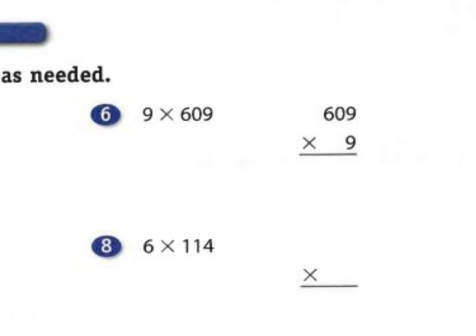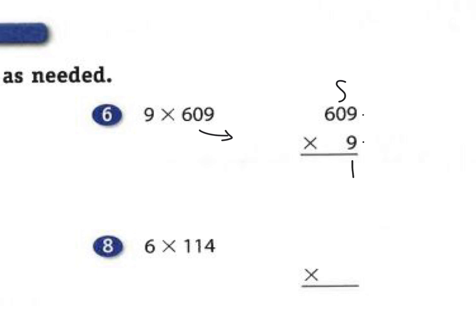I'm going to make this a little bigger so we can see it. So this one we have 609 times 9. Notice that they rewrote it. So 9 times 9 is 81. Put the 1 there. Regroup that 8. 9 times 0 is 0 plus 8 is 8. Then 9 times 6 is 54. So the 4 goes here. It's like you're carrying the 5 over into this place. So 5,481.